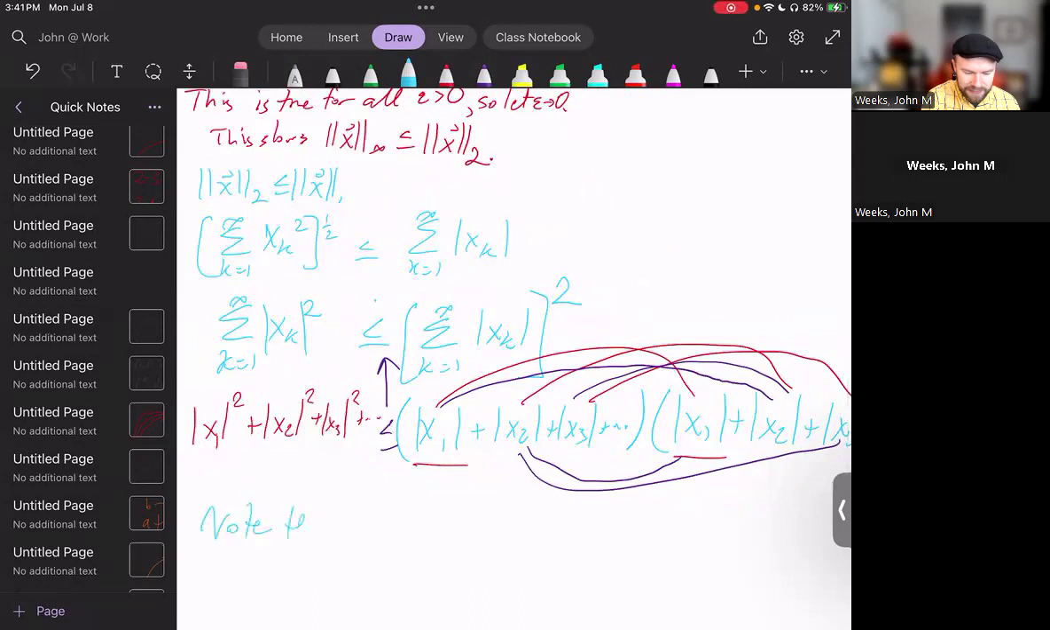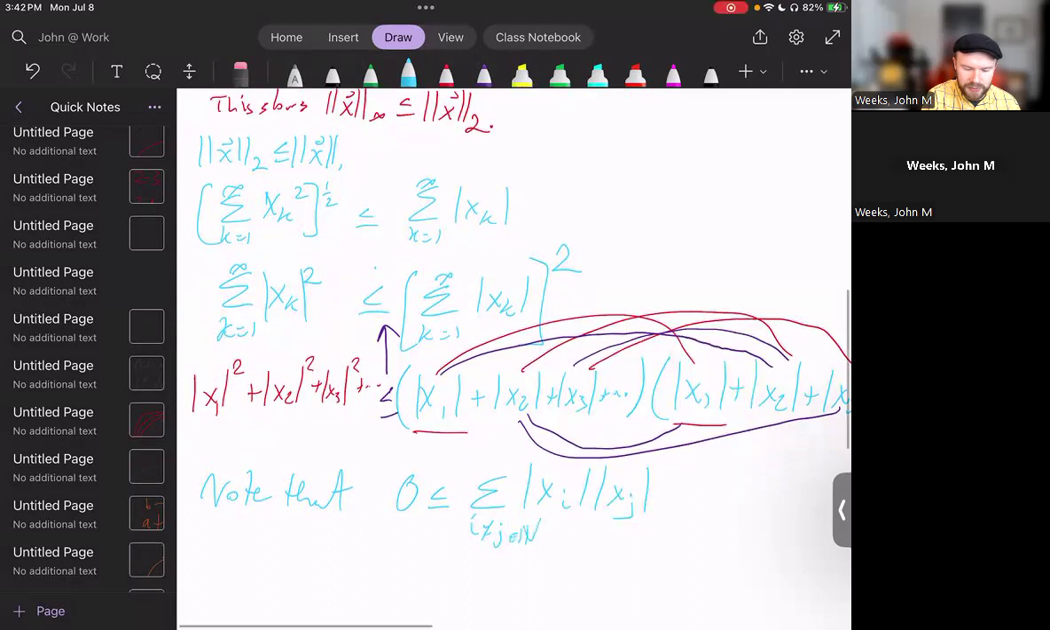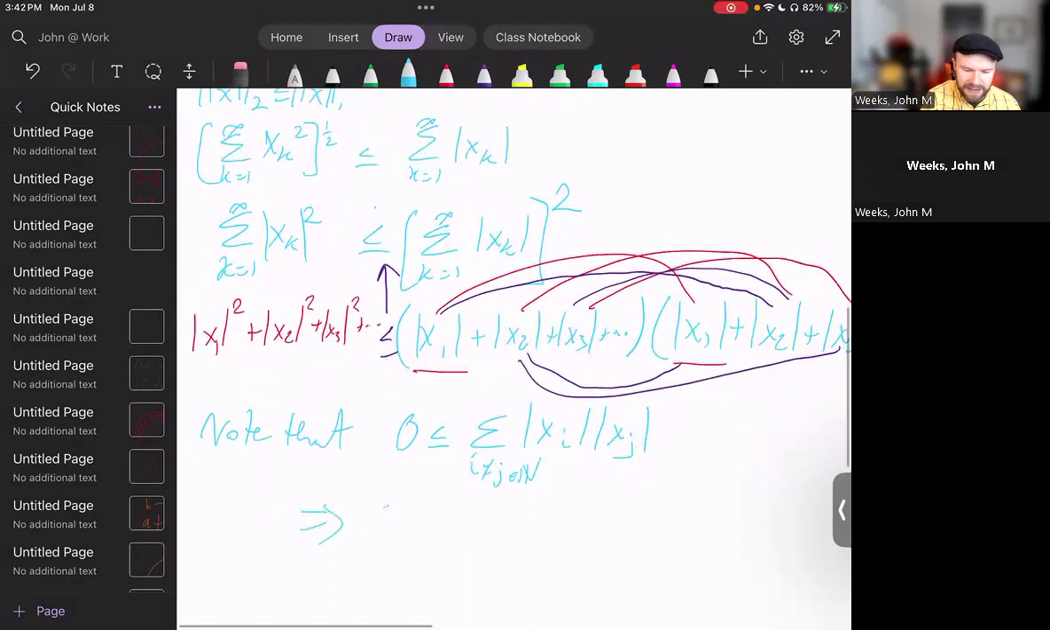Note that 0 is greater than or equal to the sum as i is not equal to j of x of i times x of j, for i and j in the natural numbers, which implies that the sum as k goes from 1 to n of x of k, quantity squared. What that does is that adds back in all of the places in which you're squaring x of i.